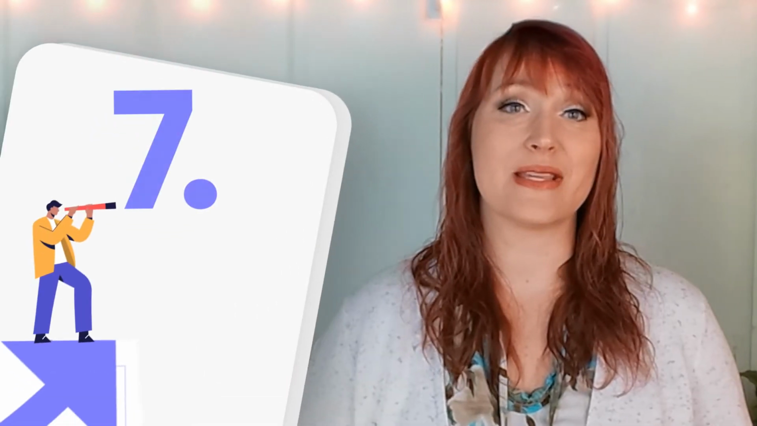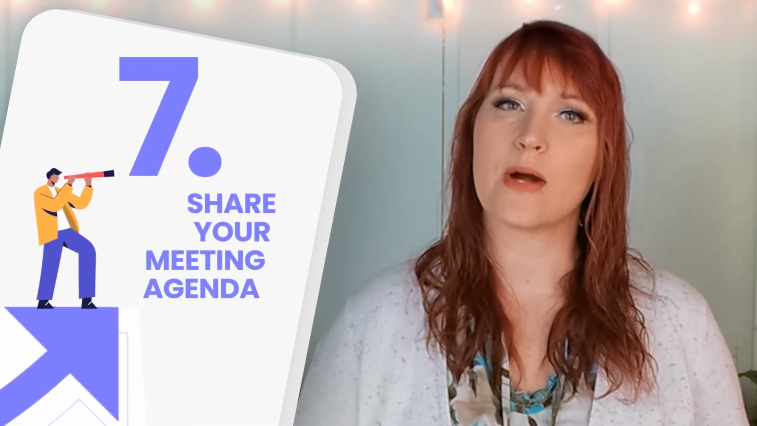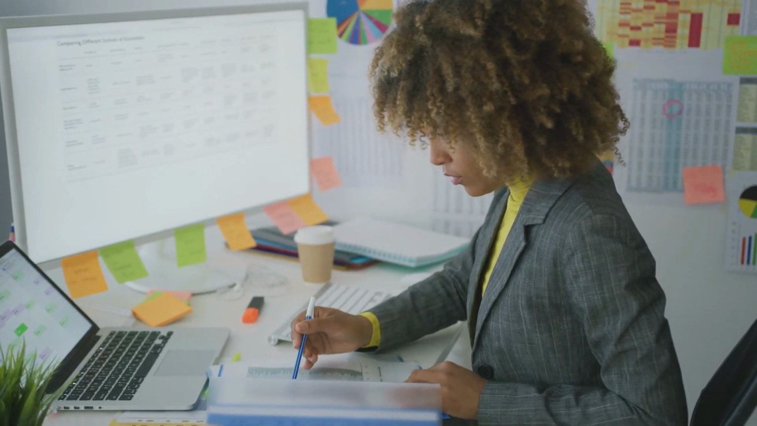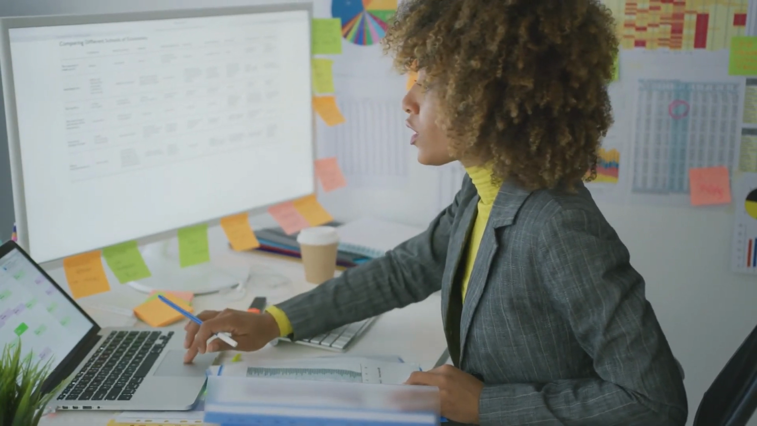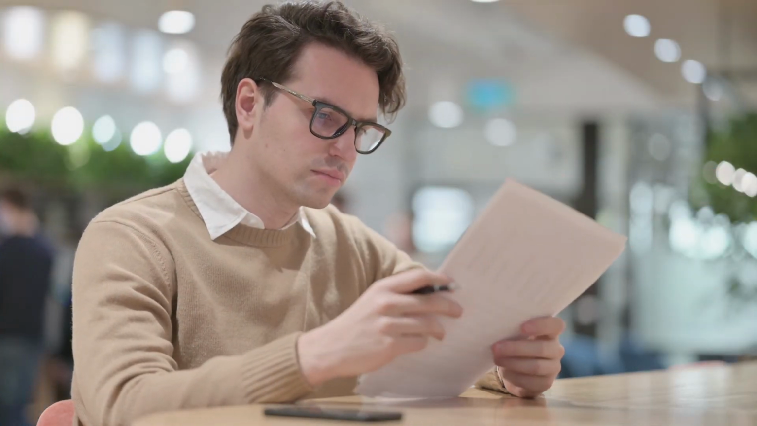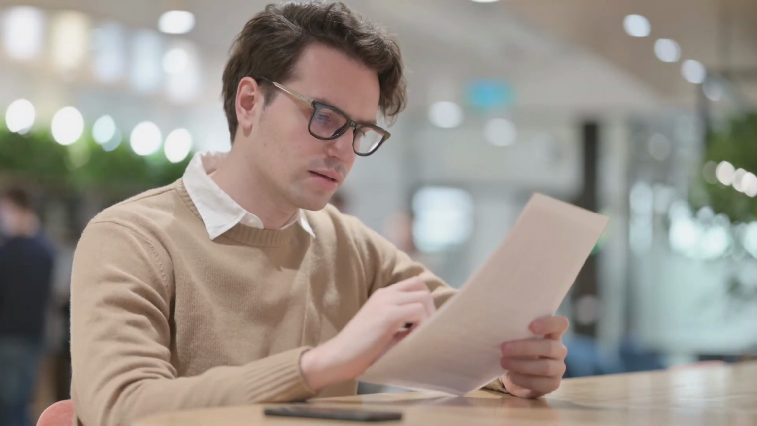Our seventh meeting tip is to share your meeting agenda at least 24 hours in advance with attendees. And if there are documents that participants need to review before the meeting, you'll want to attach those to the agenda as well. Sharing the agenda beforehand lets team members know what to expect so they can prepare for the meeting. All right, we've reached the end of our tips.